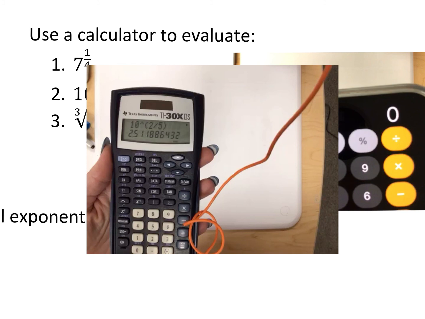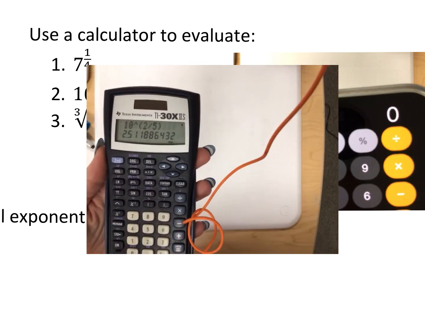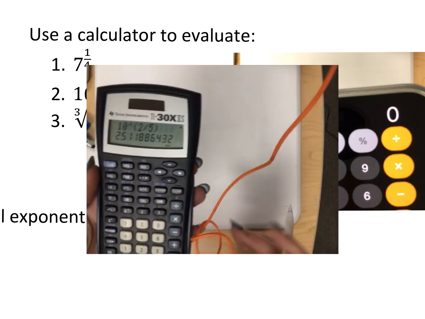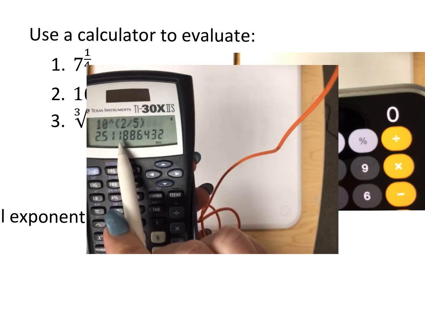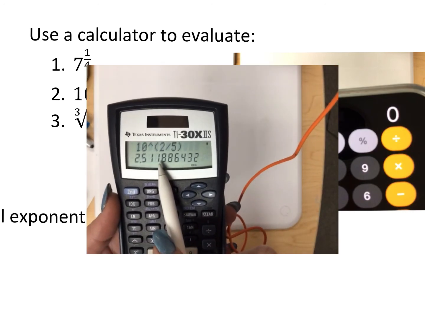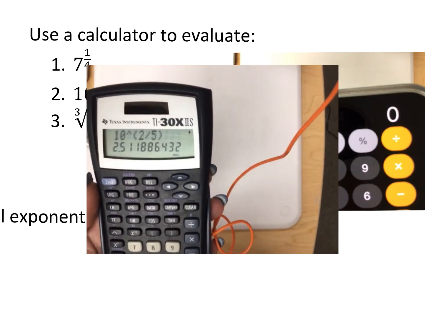Okay, did we get that? Okay, we should be getting 2.51. Technically, that's going to round to a 2, right? Because the 8 rounds the 1 up.